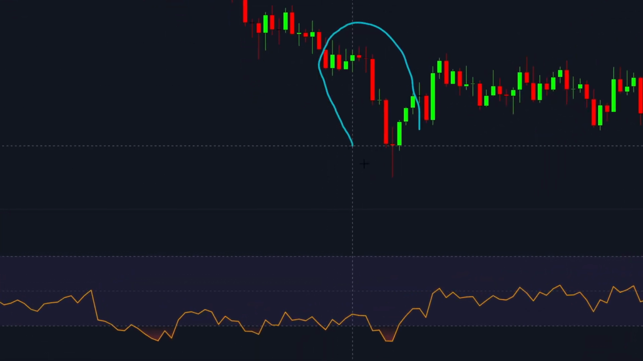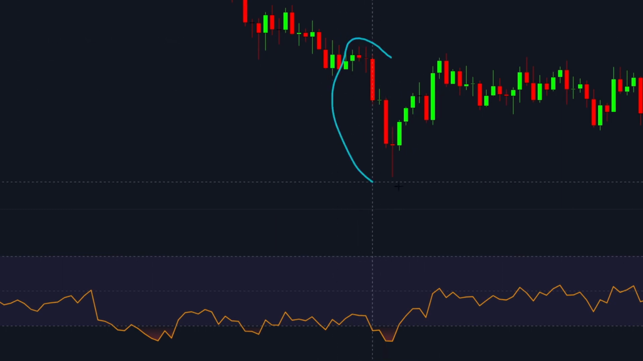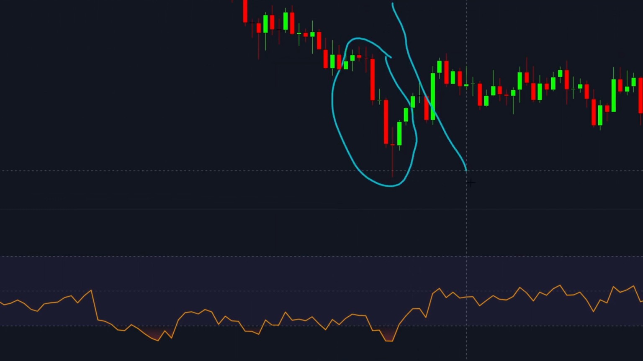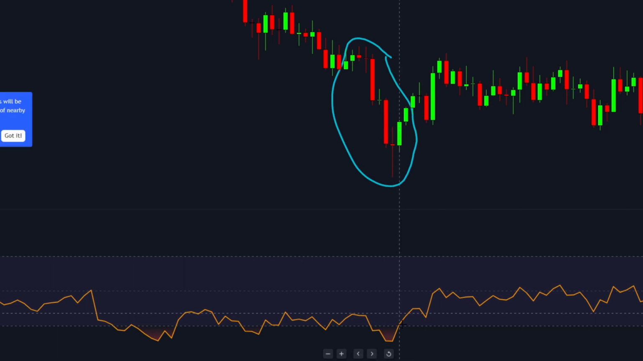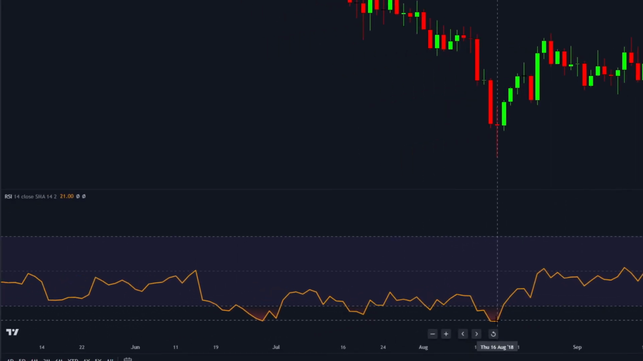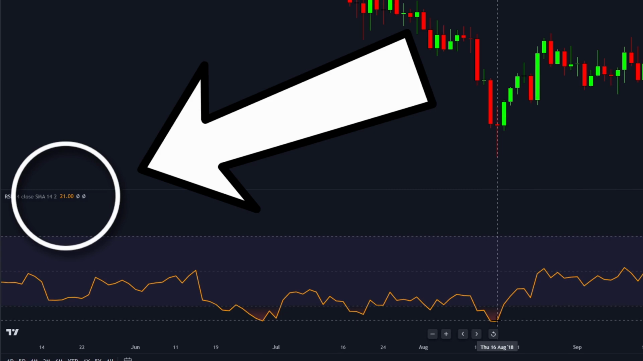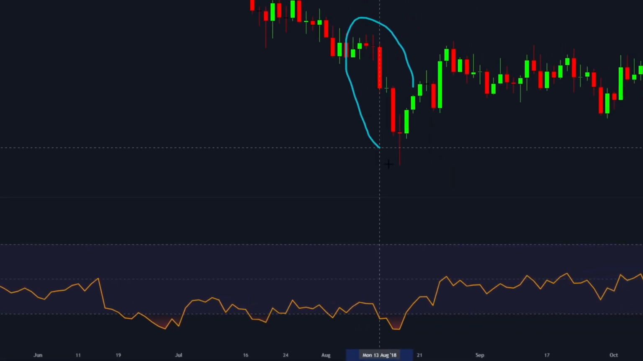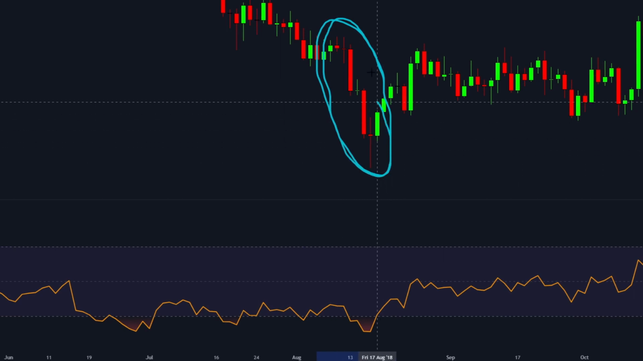If you take a look at this price movement right here, you can see that we had a period when the price dropped down very fast, and this will show up on the RSI indicator. You can see that during this drop, we had a very low value of 21, indicating that we have a strong downward or bearish momentum.